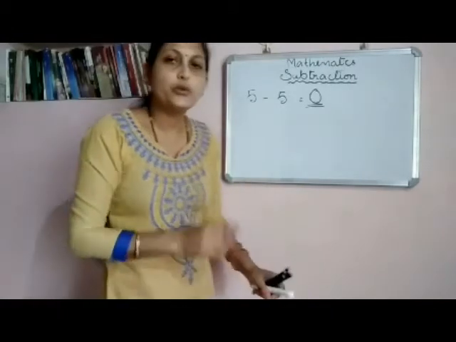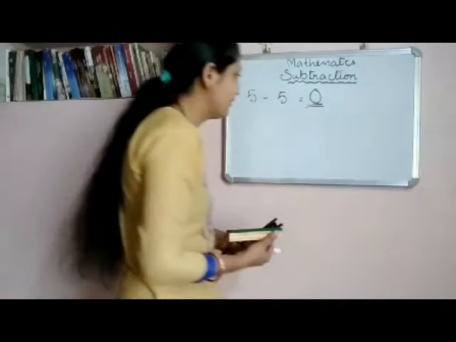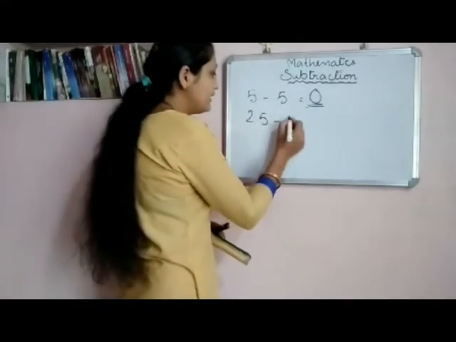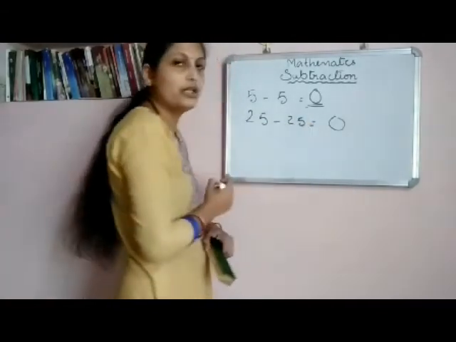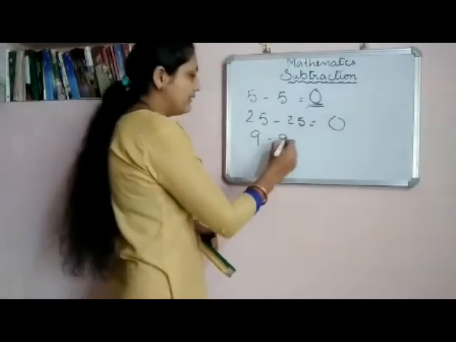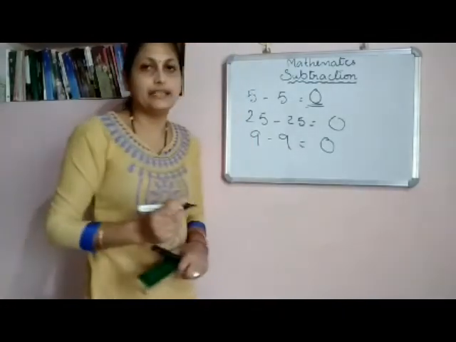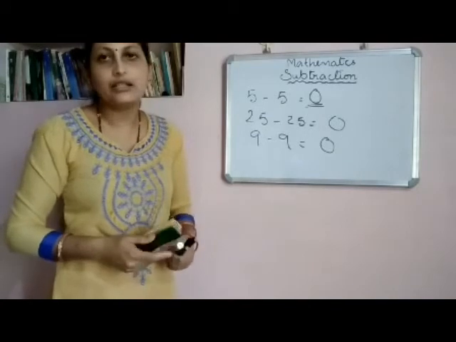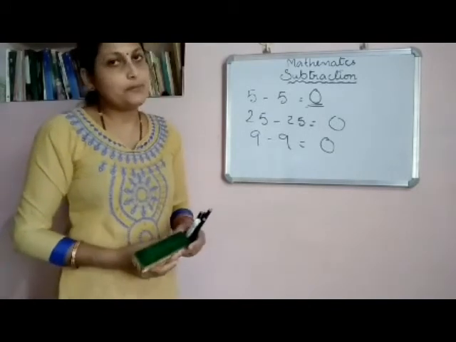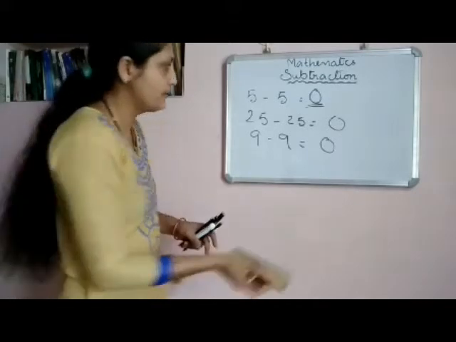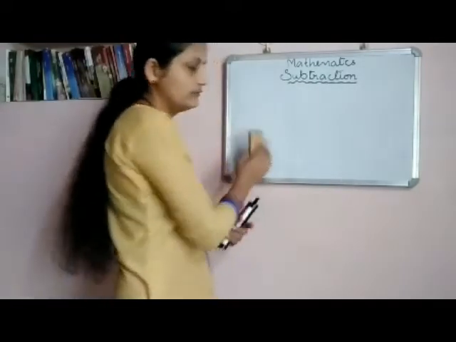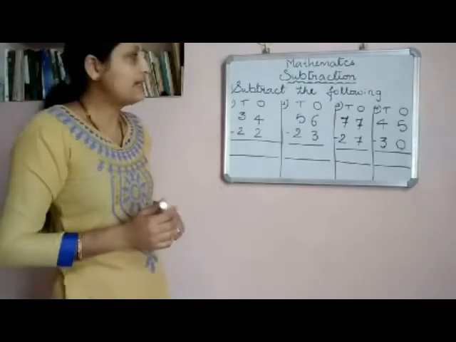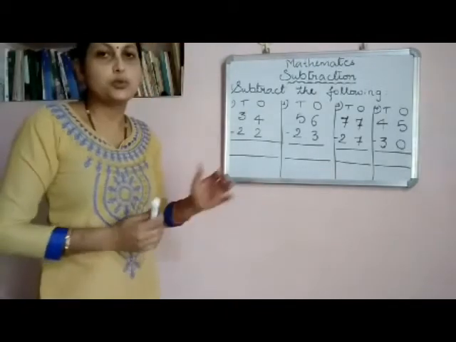So this is what you have learnt in your earlier classes. So 5 minus 5 is 0. 25 minus 25 is what? 0. 9 minus 9 is what? 0. Like this. So this is what you have learnt in your earlier classes. Next, let us see subtraction of 2-digit numbers. Let us subtract 2-digit numbers.